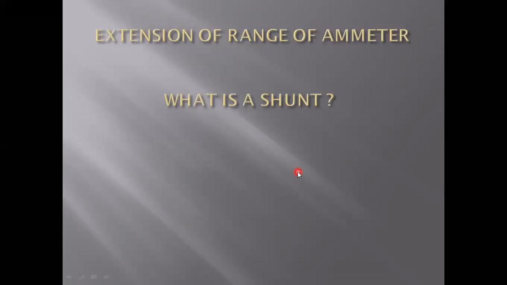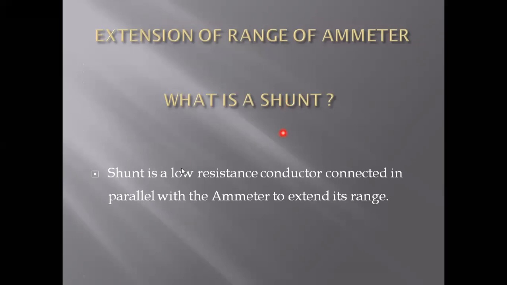Let us see. As we have discussed, the shunt is required to extend the range of an ammeter. What is a shunt? A shunt is a low resistance conductor connected in parallel with the ammeter to extend its range. So it is a low resistance connected in parallel to extend the range of an ammeter. Let us see how it does that job.